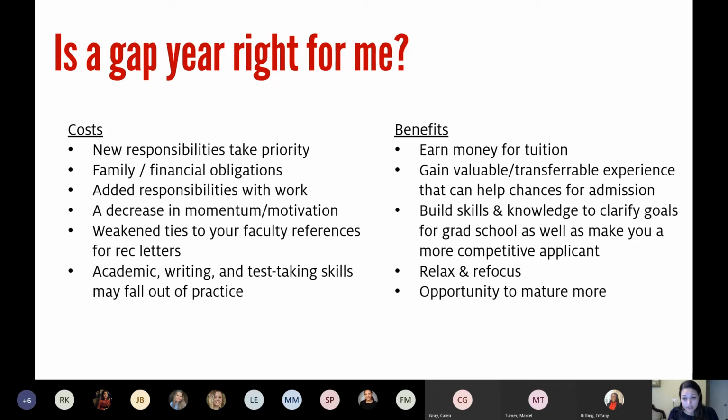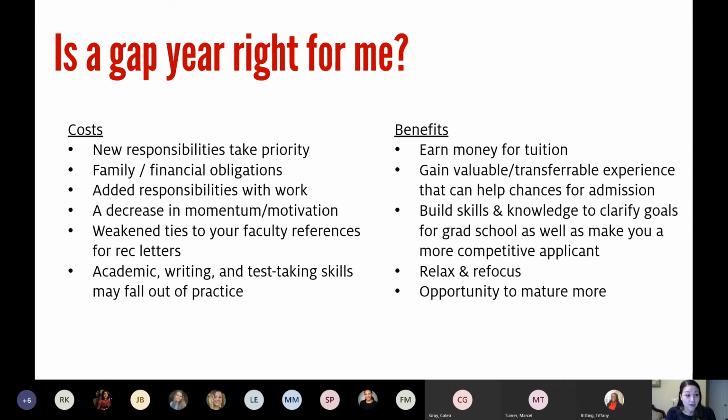Taking a gap year or years can also help you build and refine your skills. It'll also give you some knowledge about what your goals might be later down the road, because at this point you're now working for, let's say, a year or 2 years, and you've now had some time to really think about, well, what do I want to study one day?